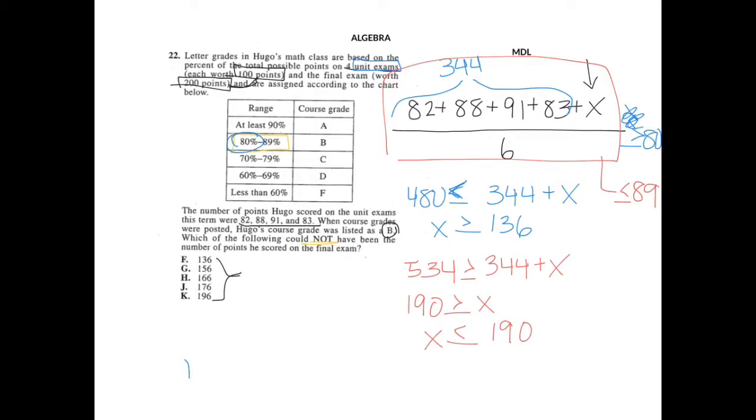So remember that it's which could not have been. So we look back and we need to eliminate all of our answers that are less than or equal to 190. So boom, boom, boom, boom. Our only answer left is K, 196.